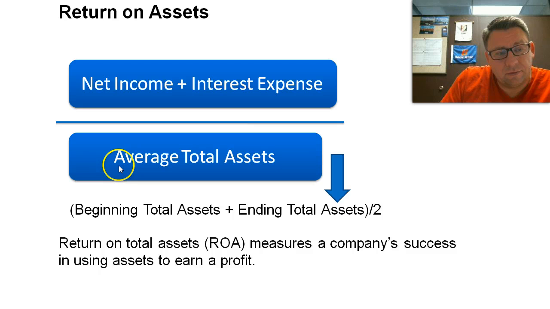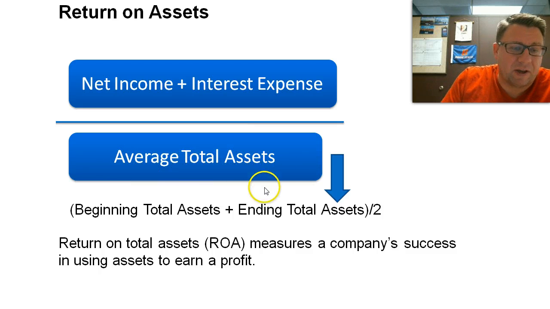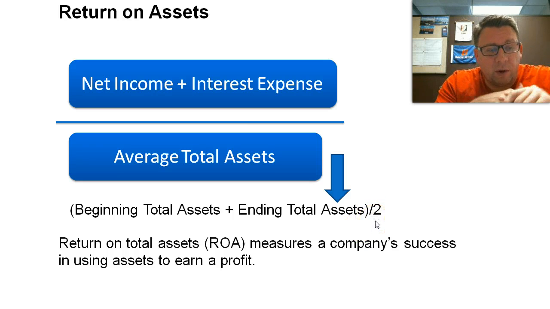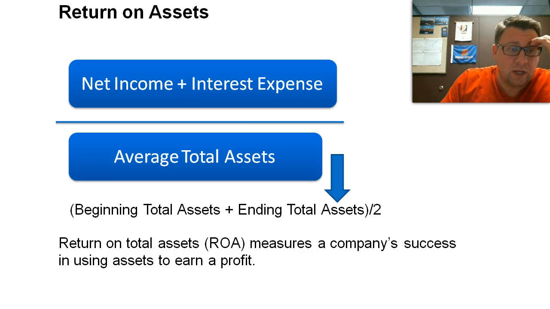Now, the way we get average total assets, you probably have got this figured out by now, but we take our beginning total assets plus our ending total assets divided by 2. And recall that the way we really do that is our total assets from last year plus the total assets from this year divided by 2.